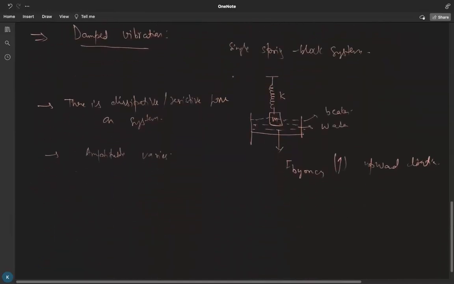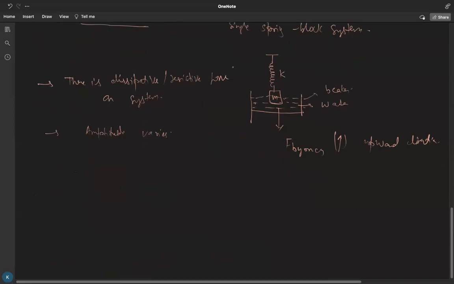But in this case we have a dissipative force, which can be in any form. We have a dissipative force. So here the system actually has a variable amplitude, right? So we can say this.